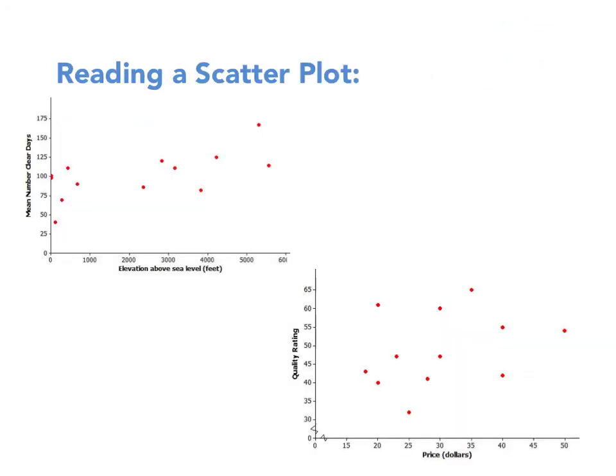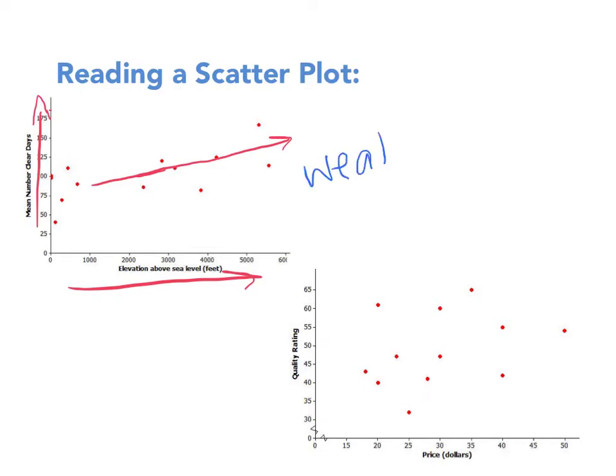So let's read some scatter plots. We have these two examples. Let's look at this first one of the number of clear days and elevation above sea level. So we can see that there seems to be a trend going in the positive direction. The higher elevation, the more likely it is to have a clear day. But we can say it's a weak correlation.